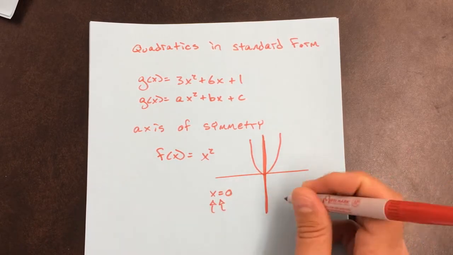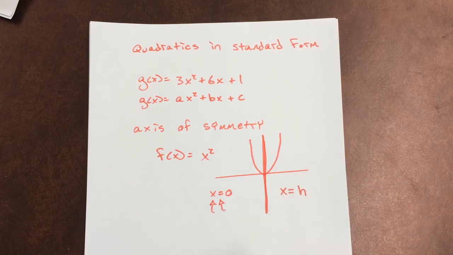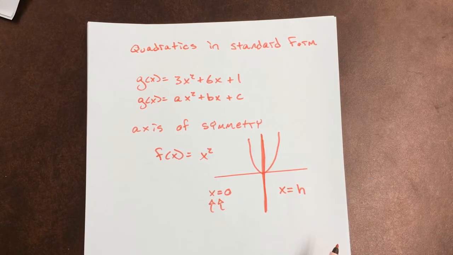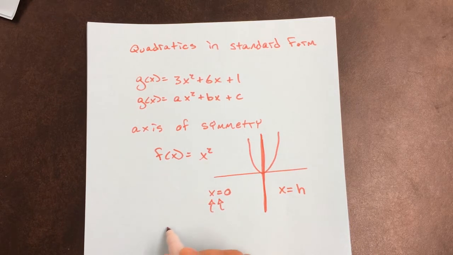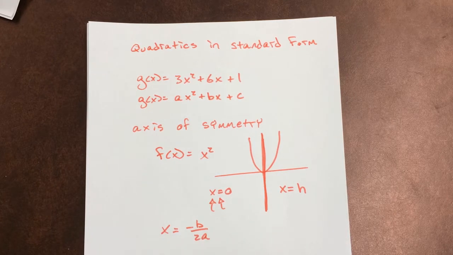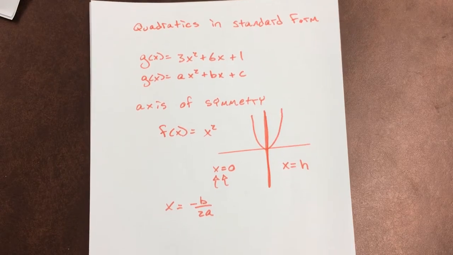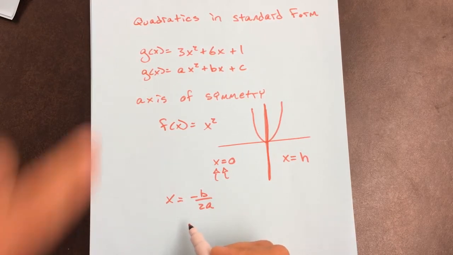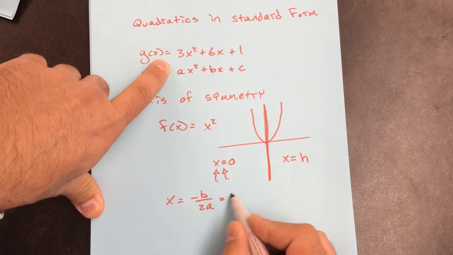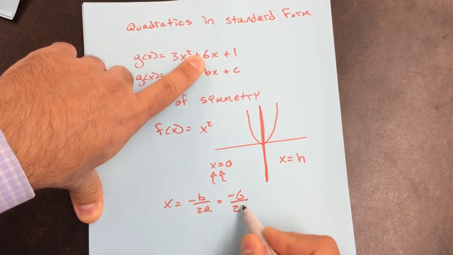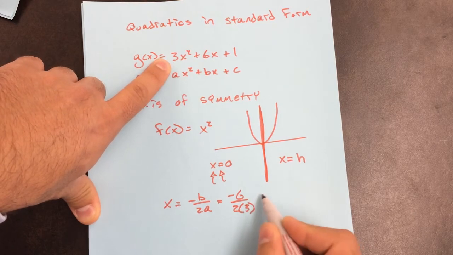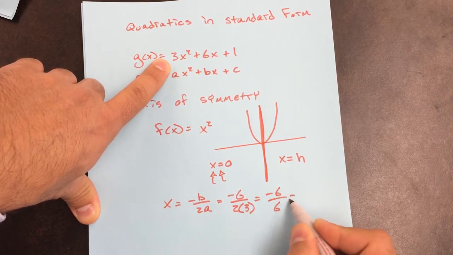If you had it in vertex form, it would be x equals h. But unfortunately, we don't have it in vertex form, so we have to do it slightly different. What we're going to do for these is negative b over 2a. So x equals negative b over 2a, which is going to be the same thing as h. That's going to be our h value. So on this equation, it's going to be negative 6 over 2 times 3 equals negative 6 over 6 equals negative 1.